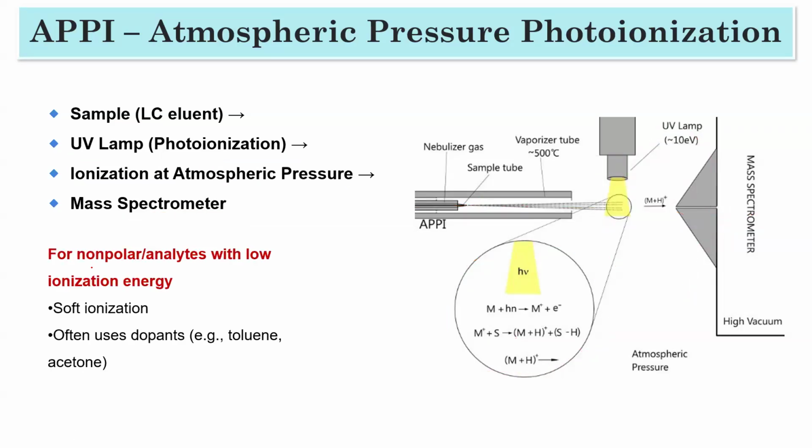This is good for non-polar analytes with low ionization energy. This is also called soft ionization, not hard ionization. Often some dopant like toluene or acetone is used, because they can absorb the light and then help in ionizing your sample. So that is the reason.